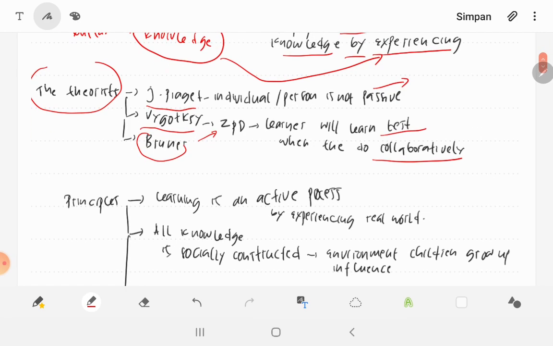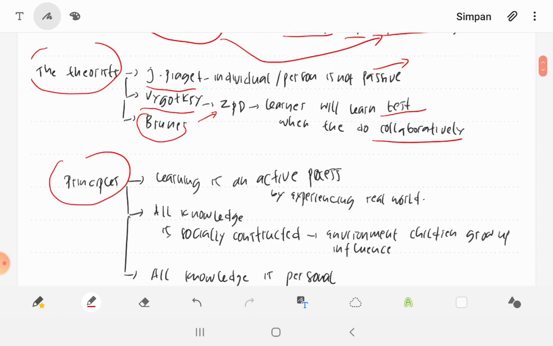Okay, so let's move on to the next discussion. The next is, what are the principles of constructivism? In constructivism, the theories assume that learning is an active process. So I say again that learning is an active process. What does it mean? Learning is an active process means that the student needs to experience the real world.